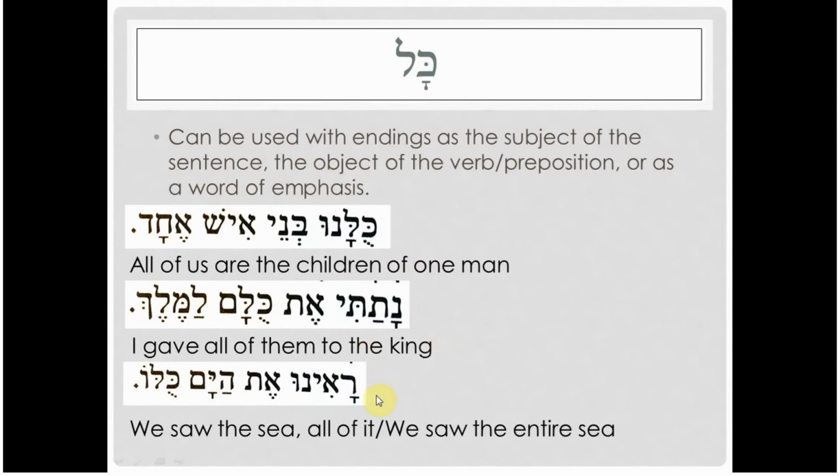Okay, third sentence, and this is going to be an example of how kol can be used to show emphasis. Ra'inu et hayam kulo.